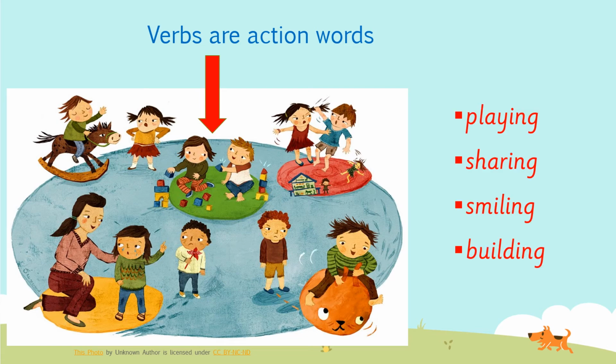Right, so the ones that I could think of: playing, they're playing. Sharing, because the little boy is passing the girl a block. Smiling, these children look very happy, they're both smiling. And then building, they're building towers or rockets or something like that. So those were my 4 verbs. I wonder if we got any the same. Let's move on.